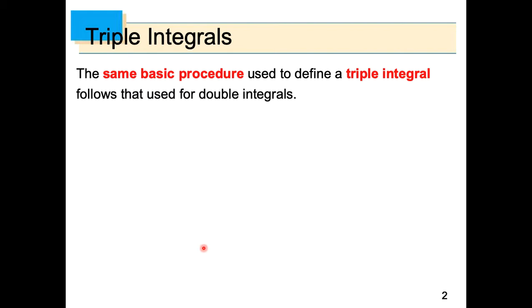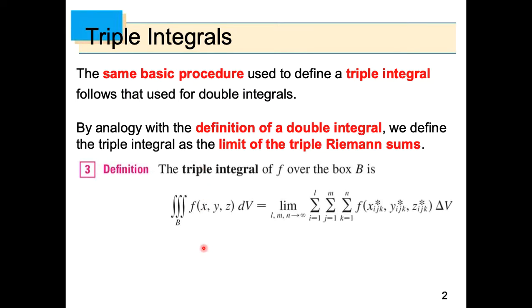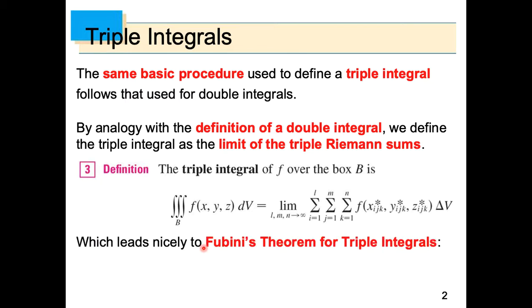differences. Now, by analogy to the definition of a double integral, we define a triple integral as a similar idea, but this time it's the limit of triple Riemann sums. So something like this. And just like back in 15.2, we also had Fubini's theorem.